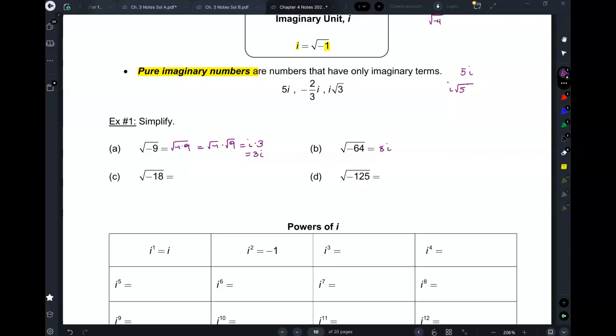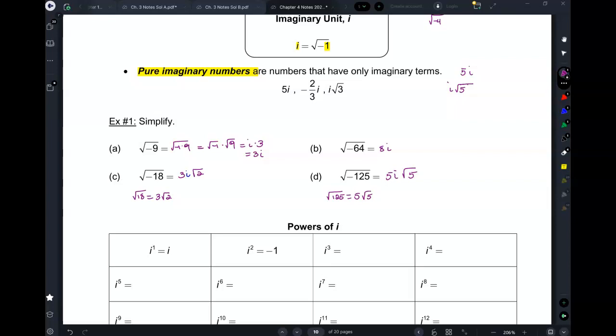Okay, what about this one? The square root of -18. The square root of 18 is what? That's 9 times 2, so that's 3 root 2, correct? But when there is a negative inside, it would be 3i root 2, okay? The square root of -125. The square root of 125 is 5 times 5 times 5, so this is 5 root 5. So this would be 5i root 5.